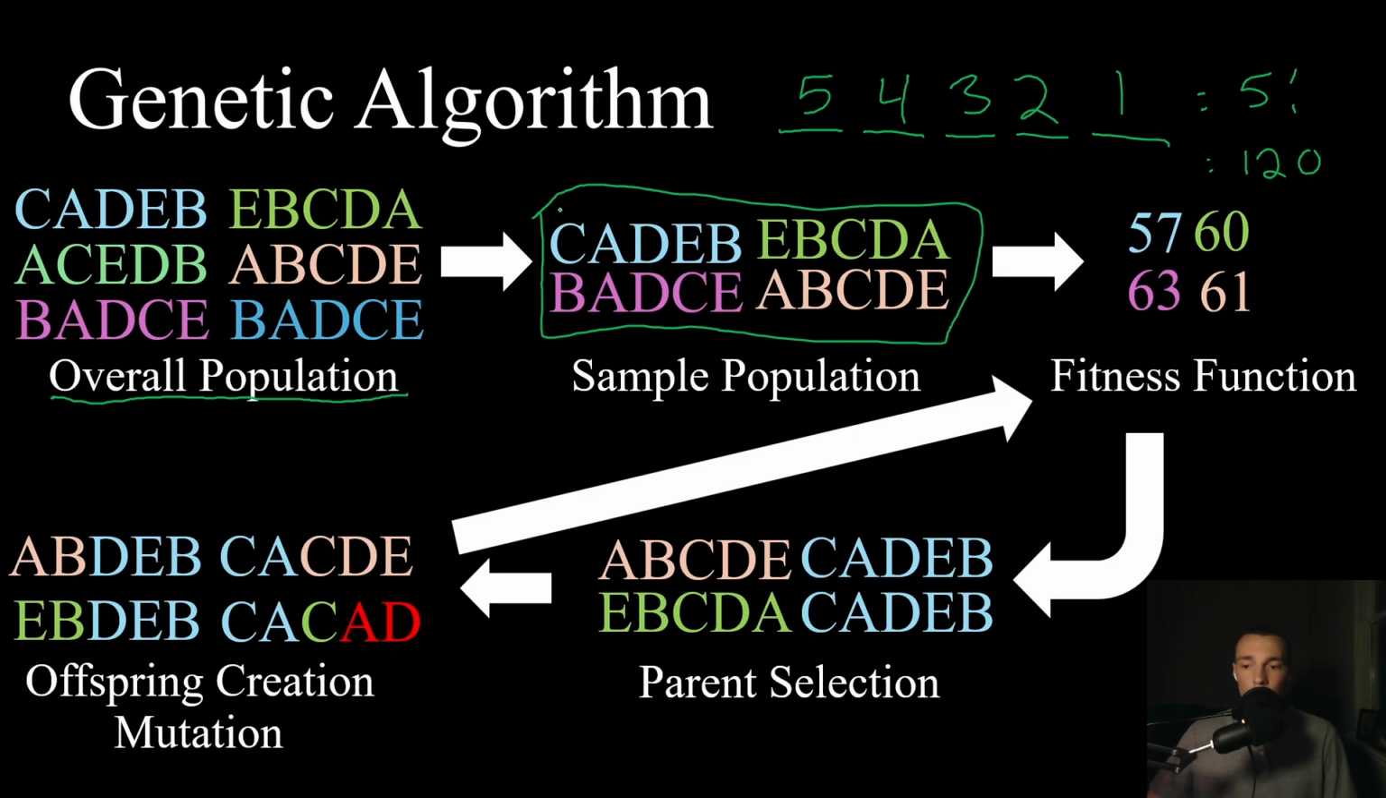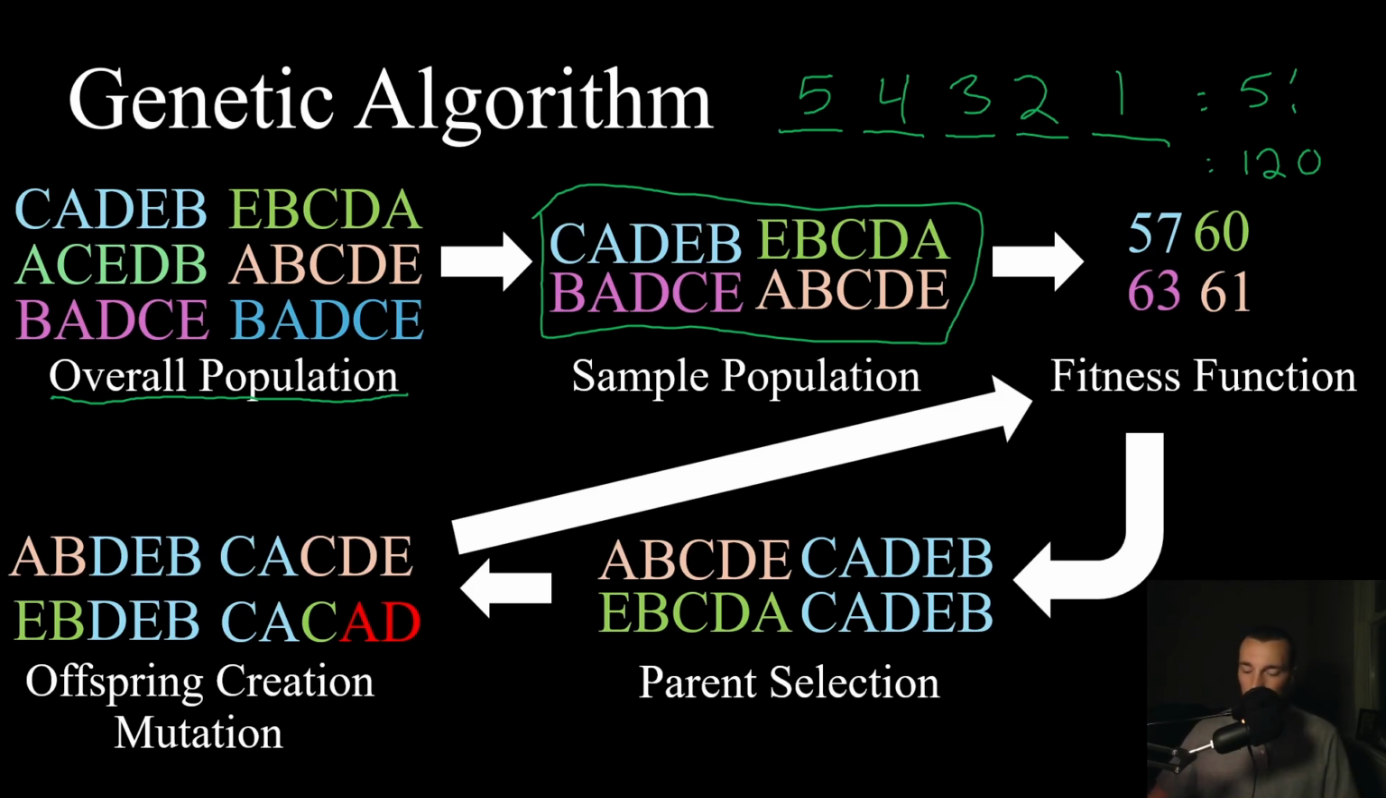Now, from these make spans, or the fitness function value, we need to determine which sequences become parents of the next generation. Now, there are a few ways to do this, but the most common way is to assign a probability to each sequence in the sample population based on how good their fitness function score was. And this mimics the process of natural selection, where the top performers, or the ones with the lower make spans, pass their genes onto future generations.